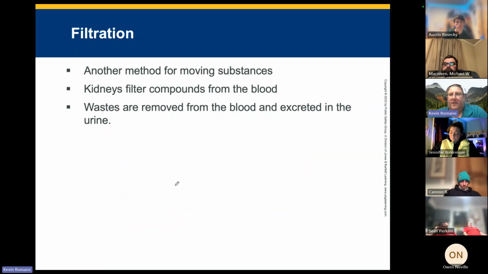Filtration is another method of moving substances. So what filters? The kidneys. The kidneys filter compounds from the blood, and waste is removed from the blood and excreted into the urine. We'll break that down in a little bit and how the kidneys work. Then we'll talk about different medications that patients can take to help stimulate certain loops within the kidney, inside the nephron.